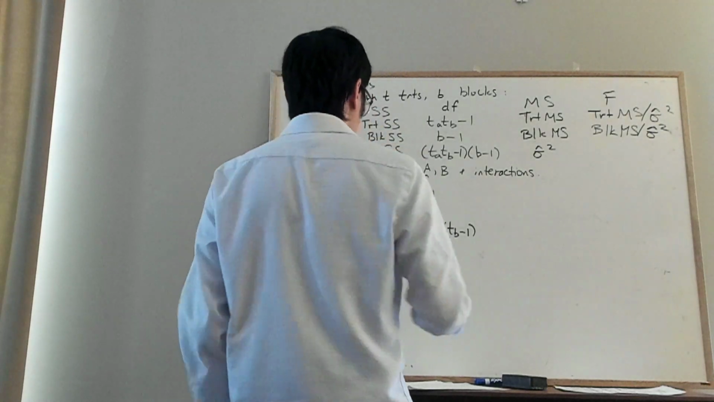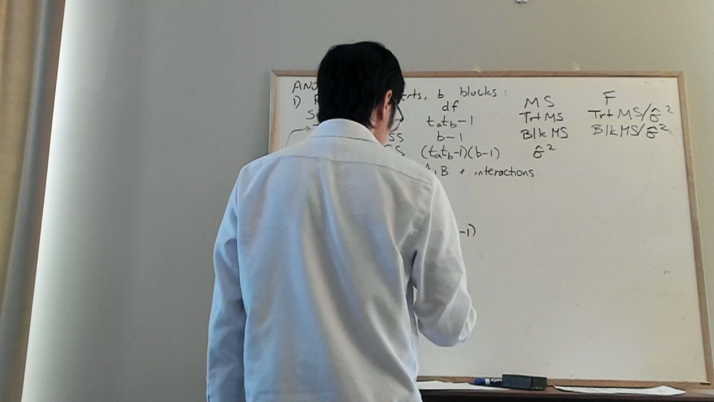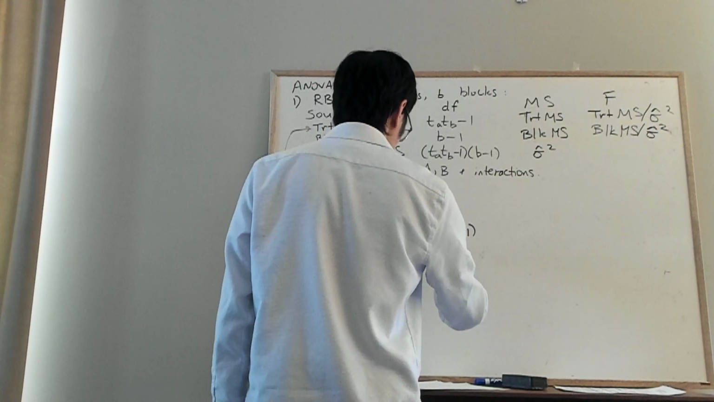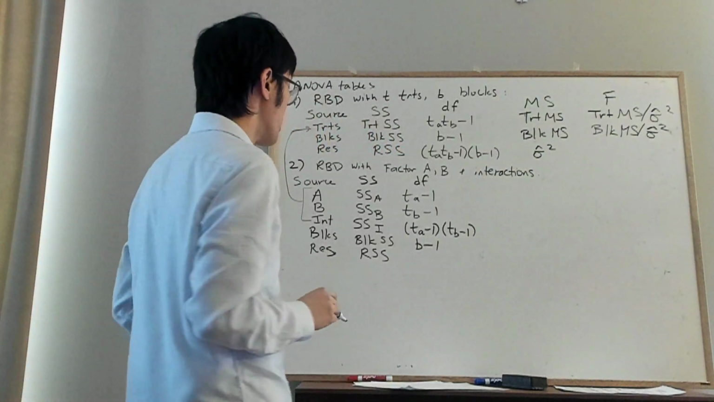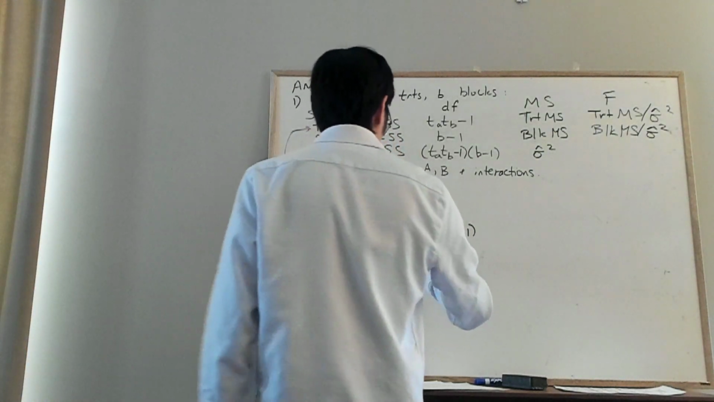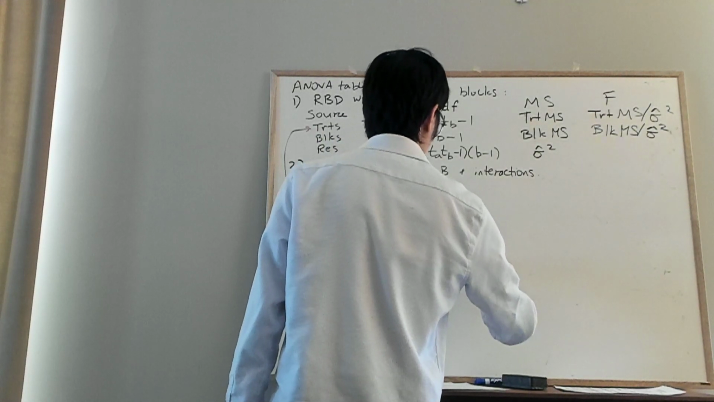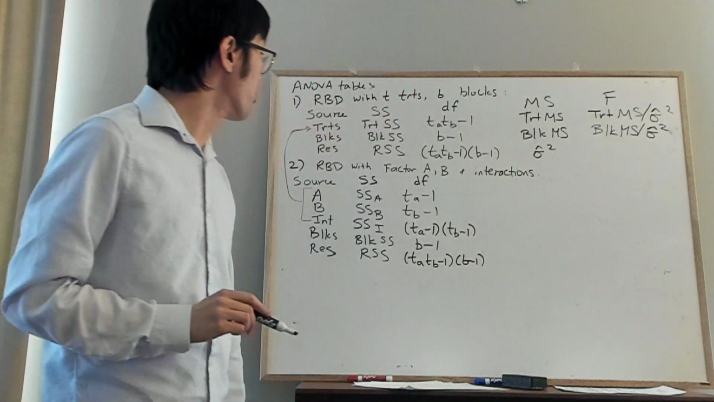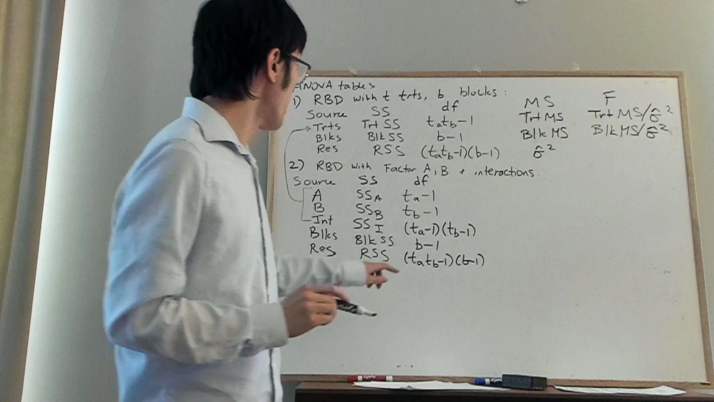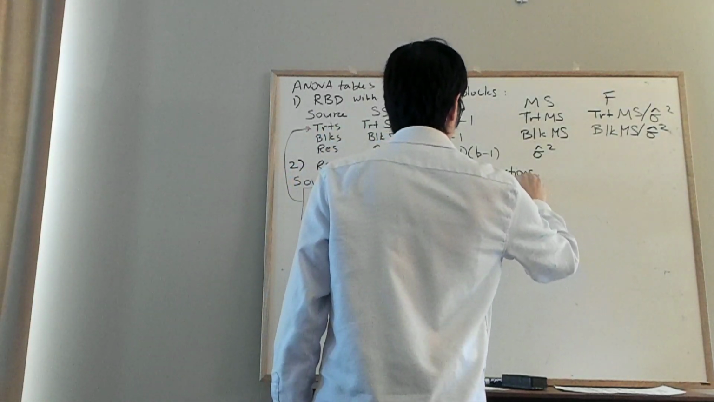Okay, so block sum of squares has corresponding degrees of freedom. The block degrees of freedom is one less than the number of blocks. There's one block constraint. And then residual, again, just copy from above. So from here we can get our mean square.